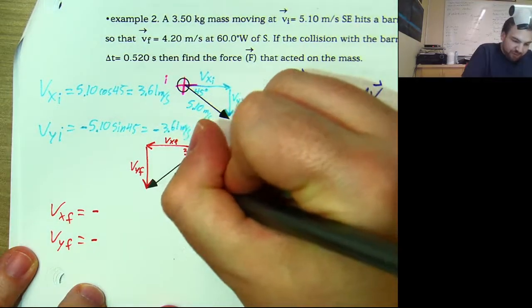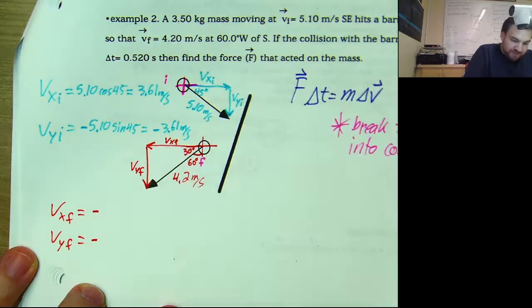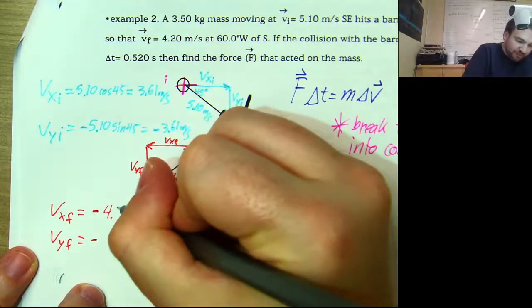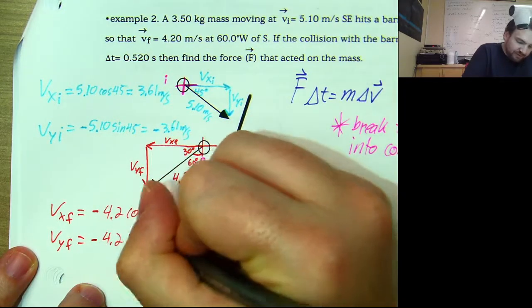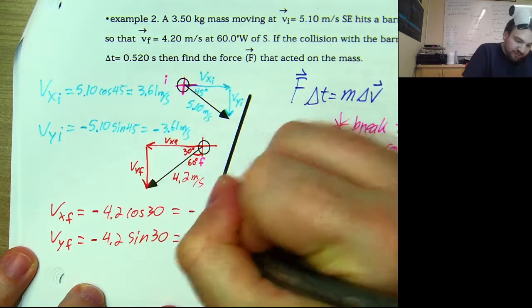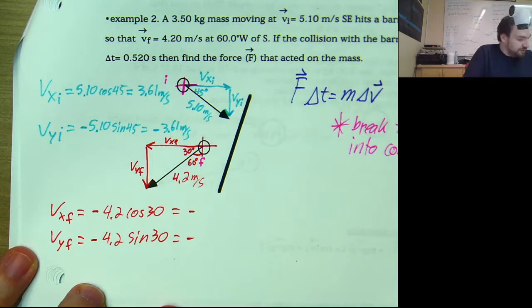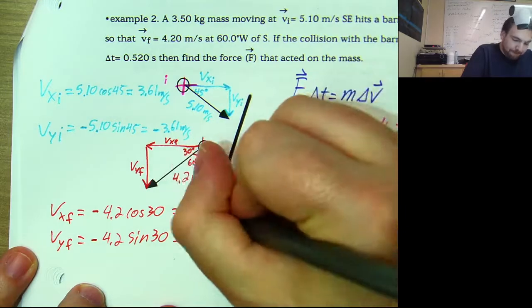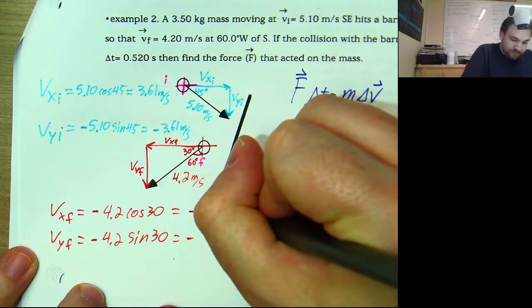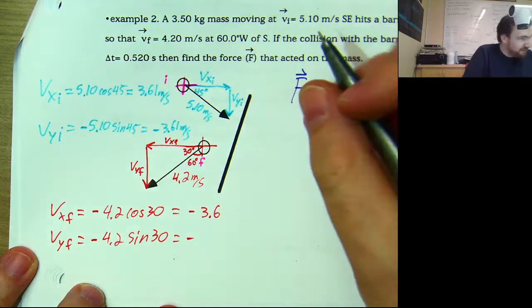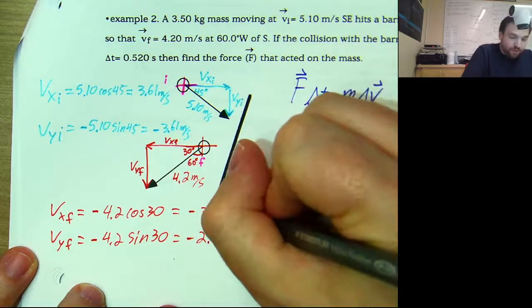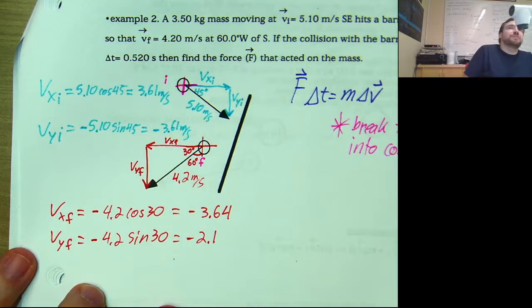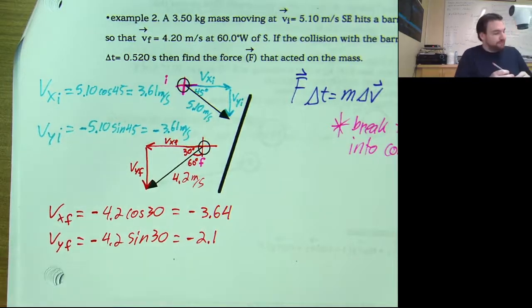We're told that the velocity here is 4.2 meters per second. So Vx final is going to become 4.2 cos 30. Vy final is going to become 4.2 sine 30. Those are both going to end up negative. What are the values for those variables? Negative 3.6. Can we get 2 decimal places for those? So negative 3.64 and negative 2.10. Okay, cool.